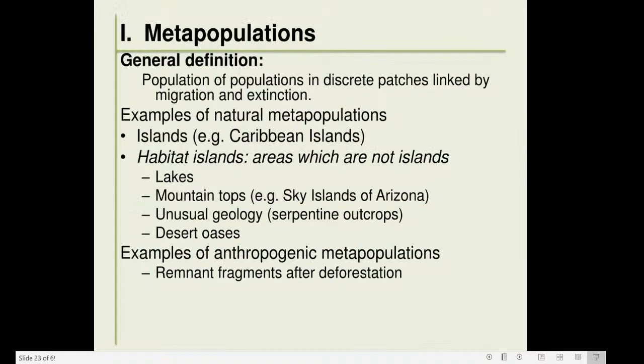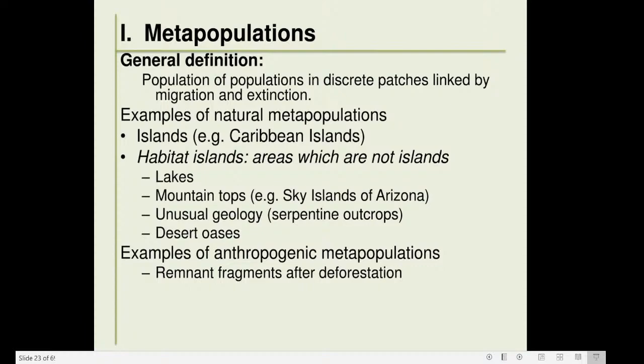Okay, it's one general example. It's an island, that is for population. They explain the Caribbean island habitat. An island or area is not necessarily an island. The lakes, the mountain top, unusual geographical features, and deserts are all isolated areas, that is, islands. And the example for an anthropogenic metapopulation is a remnant fragment after deforestation. This is the anthropogenic metapopulation example, the remnant fragments after the deforestation.